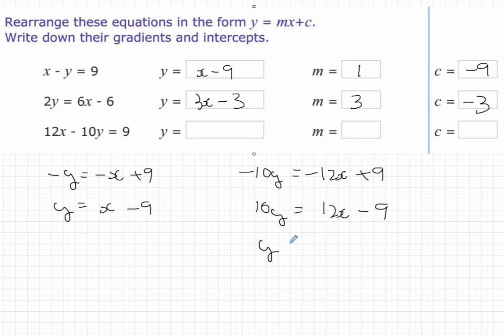Divide by 10, so that will be 1.2x and minus 0.9. So this is 1.2x minus 0.9. The gradient is 1.2, and this will be minus 0.9.